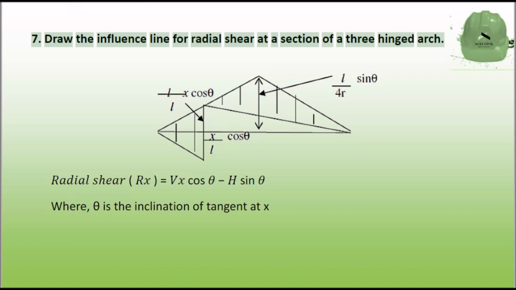7. Draw the influence line for radial shear at a section of a 3-hinged arch. H cos θ − V sin θ, where θ is the inclination of tangent at x.